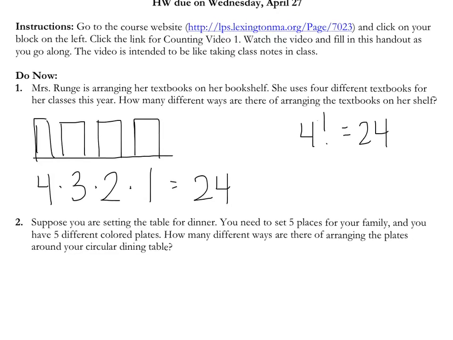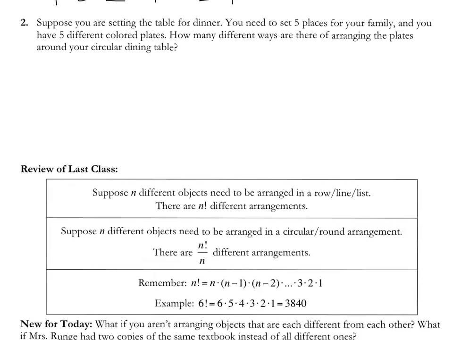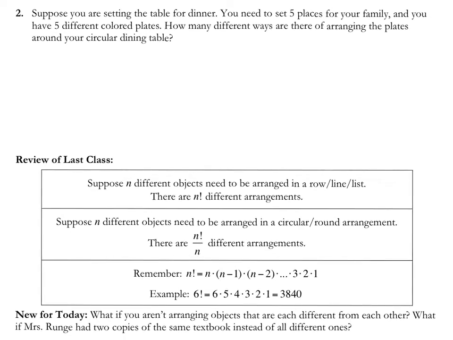So let's try out the next problem now. In problem 2 it says, suppose you're setting the table for dinner, you need to set 5 places for your family, and you have 5 different colored plates. How many different ways are there of arranging the plates around your circular dining table? Again, you might remember from yesterday that we had a formula for the number of different ways you can organize n different objects in a circle, and that was n factorial over n, so in this case 5 factorial over 5.